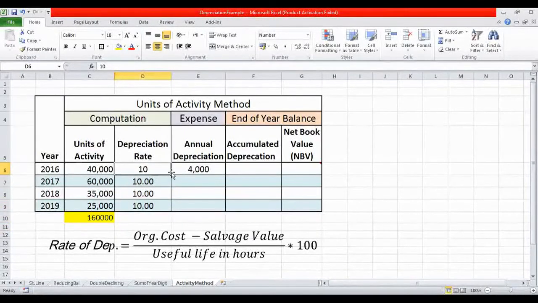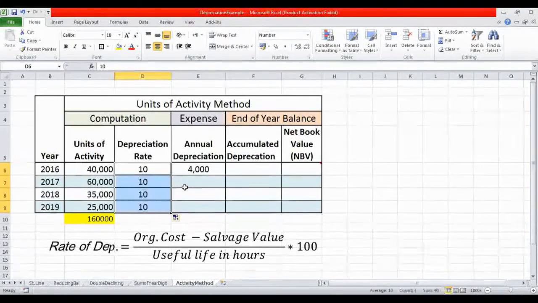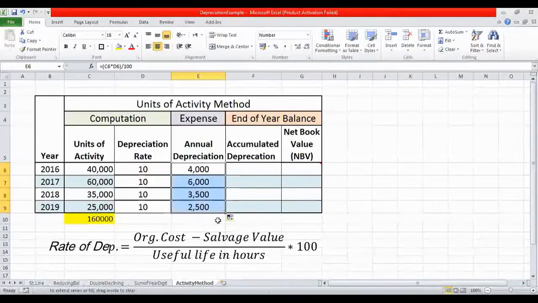Rather than going all the way, we can copy paste over here. 10% remains the same, and the formula will also remain the same. And you can see that in the first year 4,000, second year 6,000, 3,500 and 2,500. In order to calculate the accumulated depreciation, very easily we can do for the first year, because there is no previous year, so 4,000 will be there.